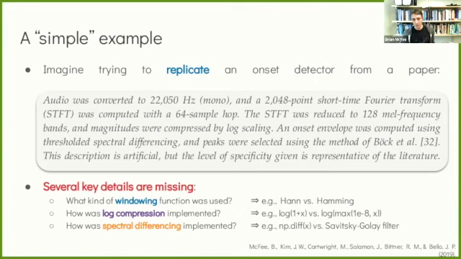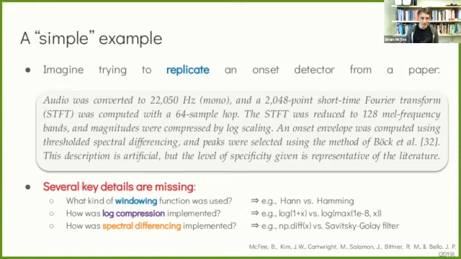How exactly was log compression implemented? Did they use log 1 plus x, or did they use some sort of clipped, thresholded, decibel scaling? That matters. Even how you do spectral differencing. Do you just do a np.diff, a first order difference on the columns of the spectrogram, or do you do something a little bit more sophisticated, like a Savitzky-Golay filter, where you're smoothing first?